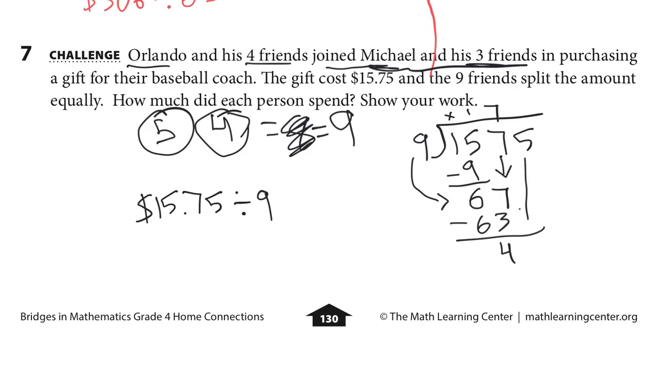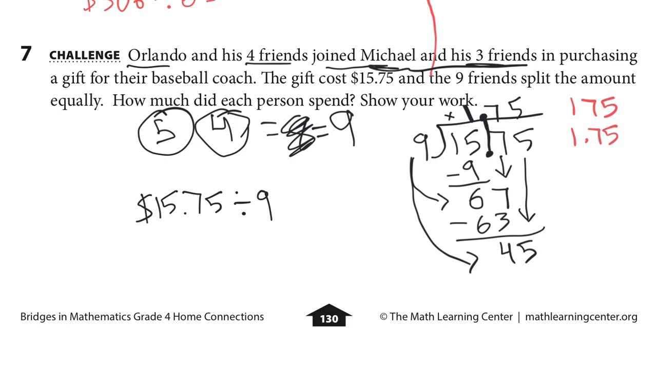And then I bring down the next digit, which is a 5. How many 9s fit in 45? 5. And since it fits perfectly, I'm done. Or am I? Remember this? It has to go straight up here. So that decimal you can't forget about, because there's a huge difference. Look at this. There's a huge difference between 175 and $1.75.